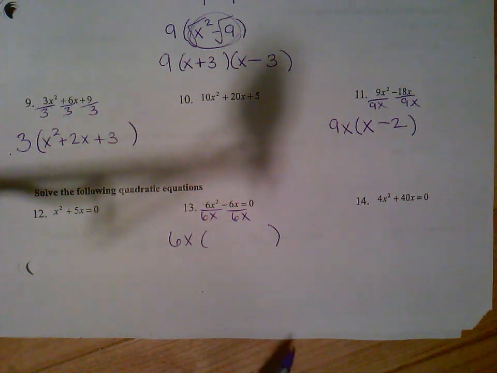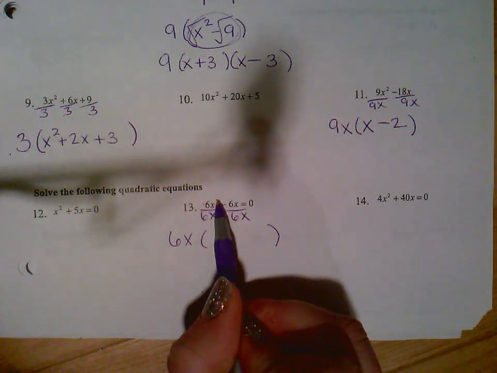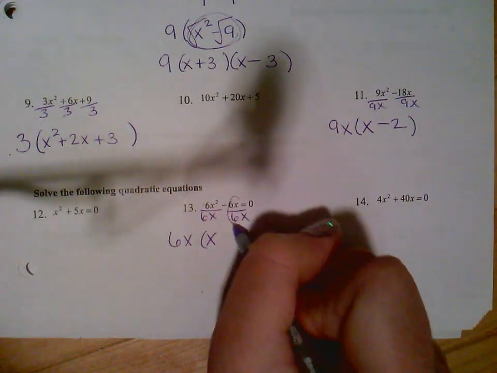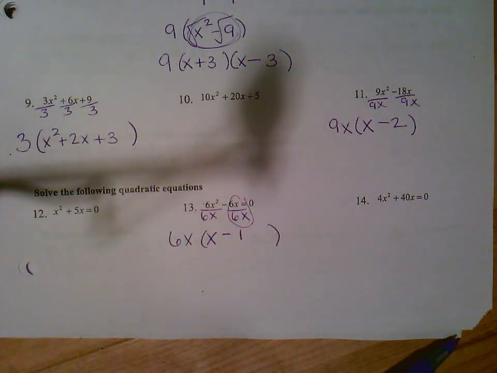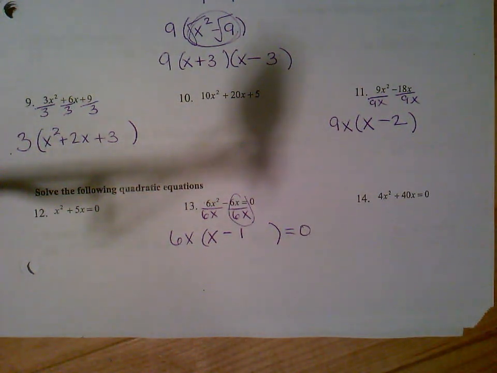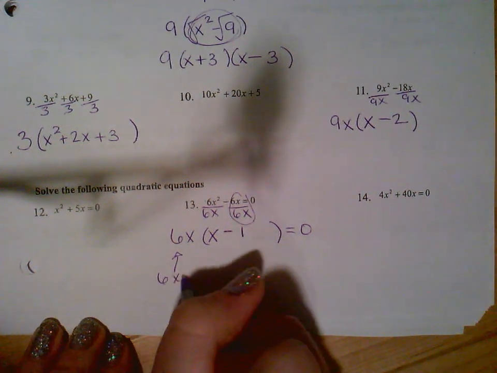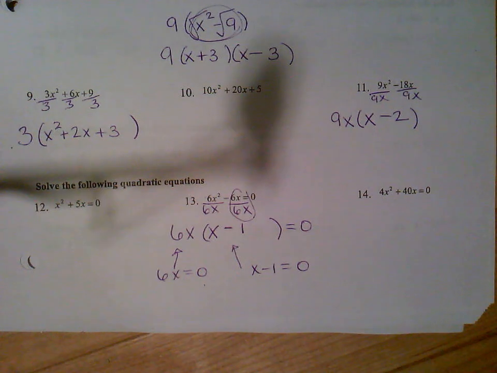I would get 6 divided by 6 is 1. X squared divided by x is x. And then anything divided by itself is 1. So I actually have 6x times x minus 1 equals 0. I need to finish this problem either 6x equals 0 or x minus 1 equals 0.